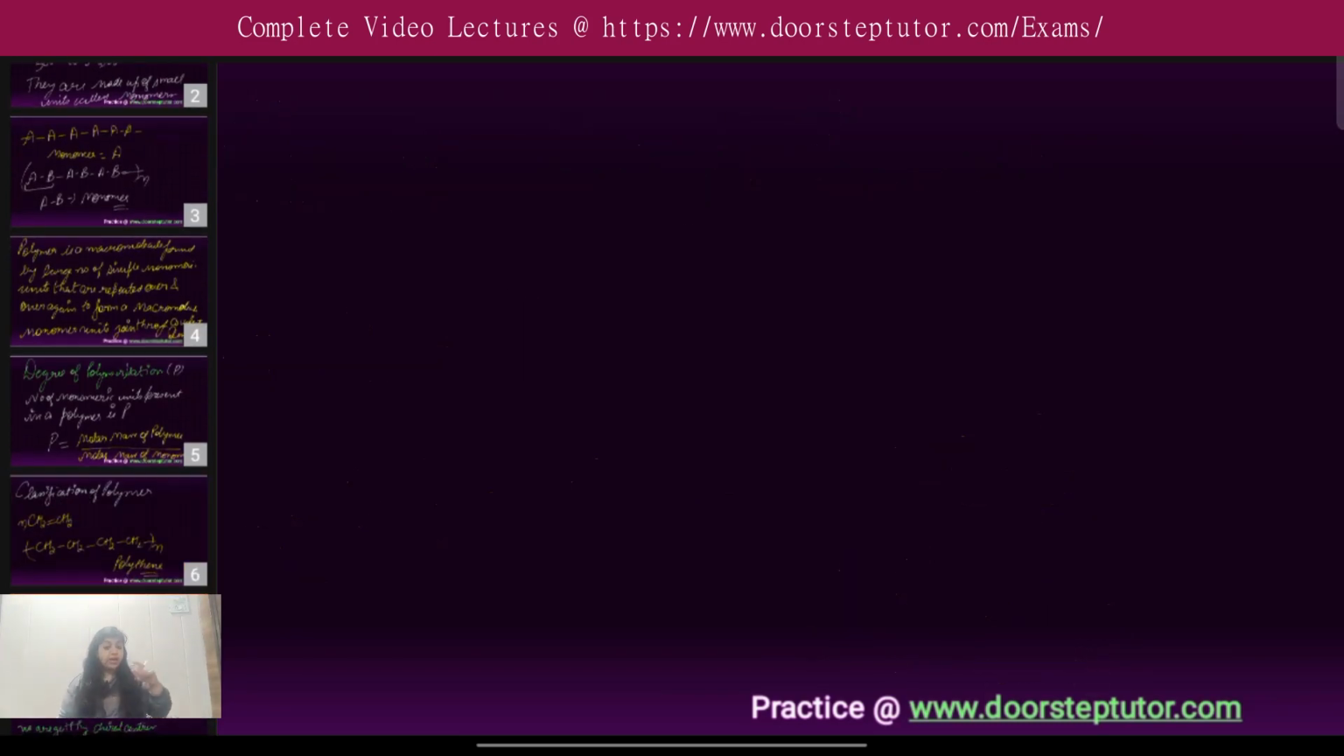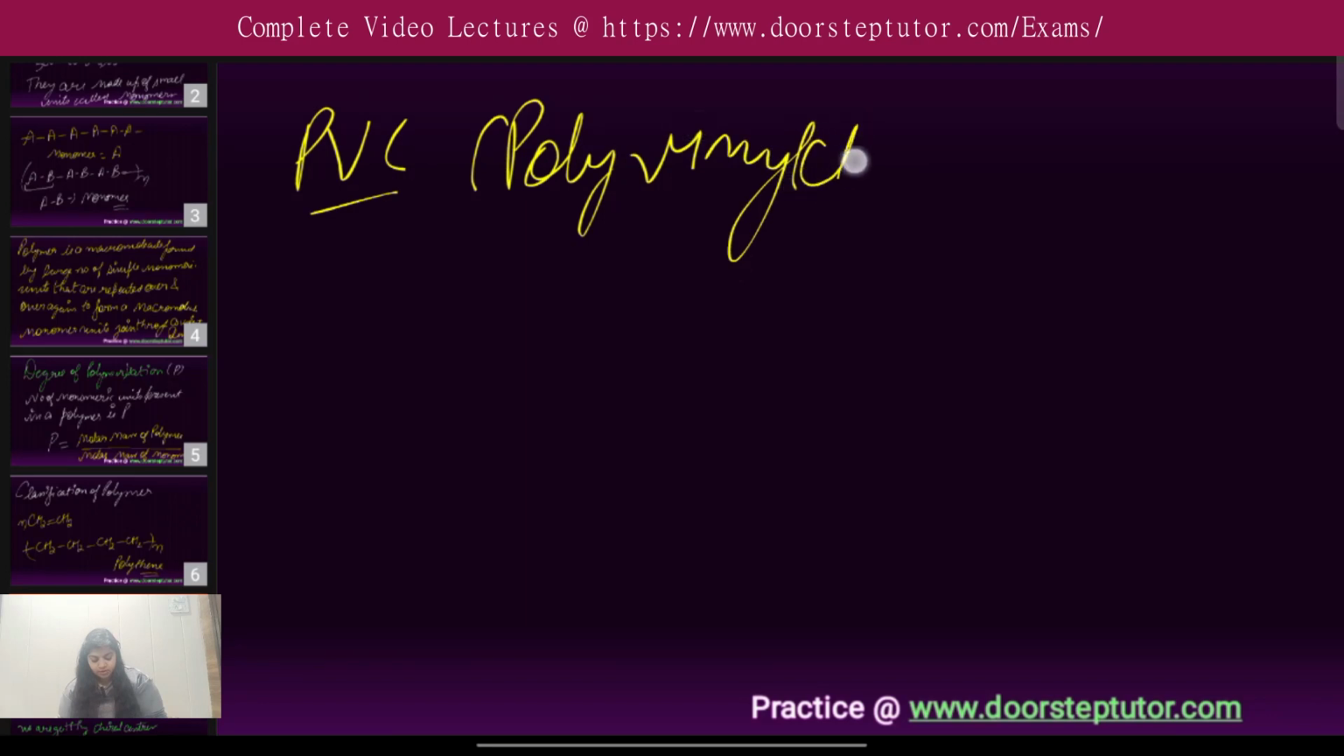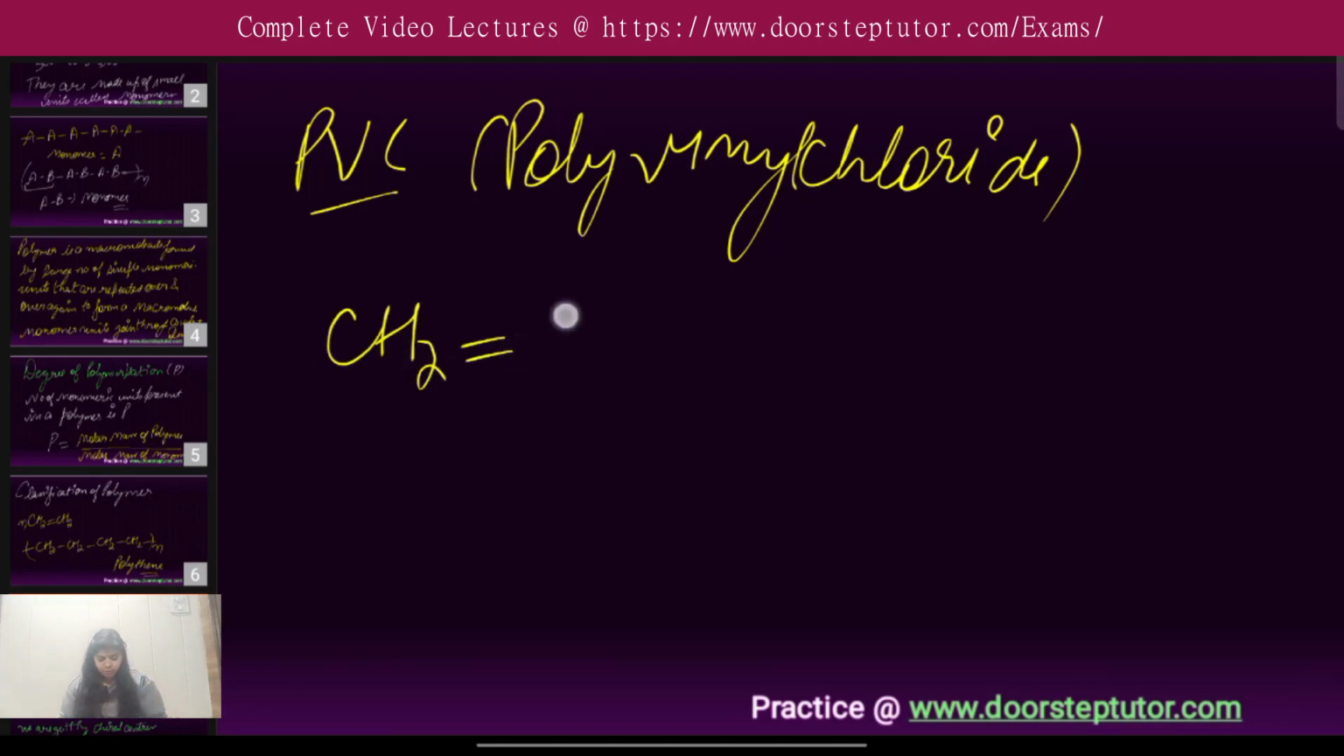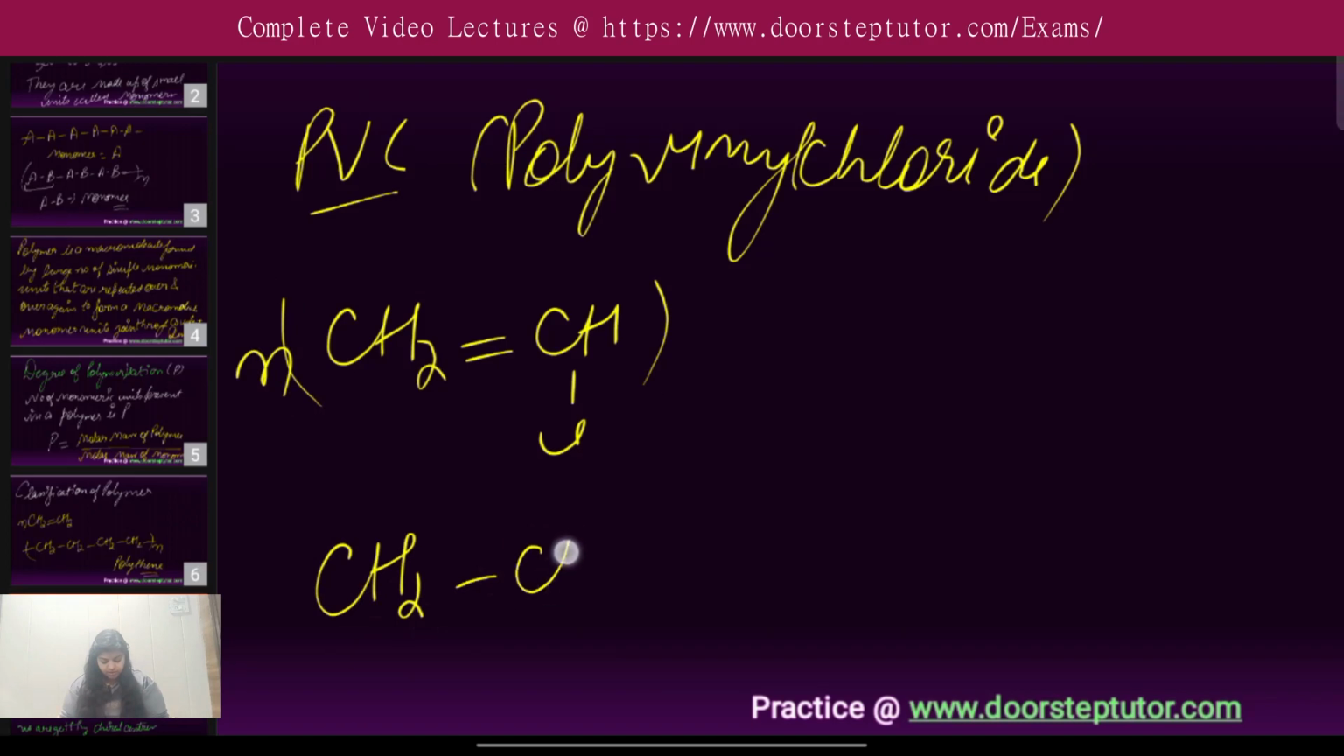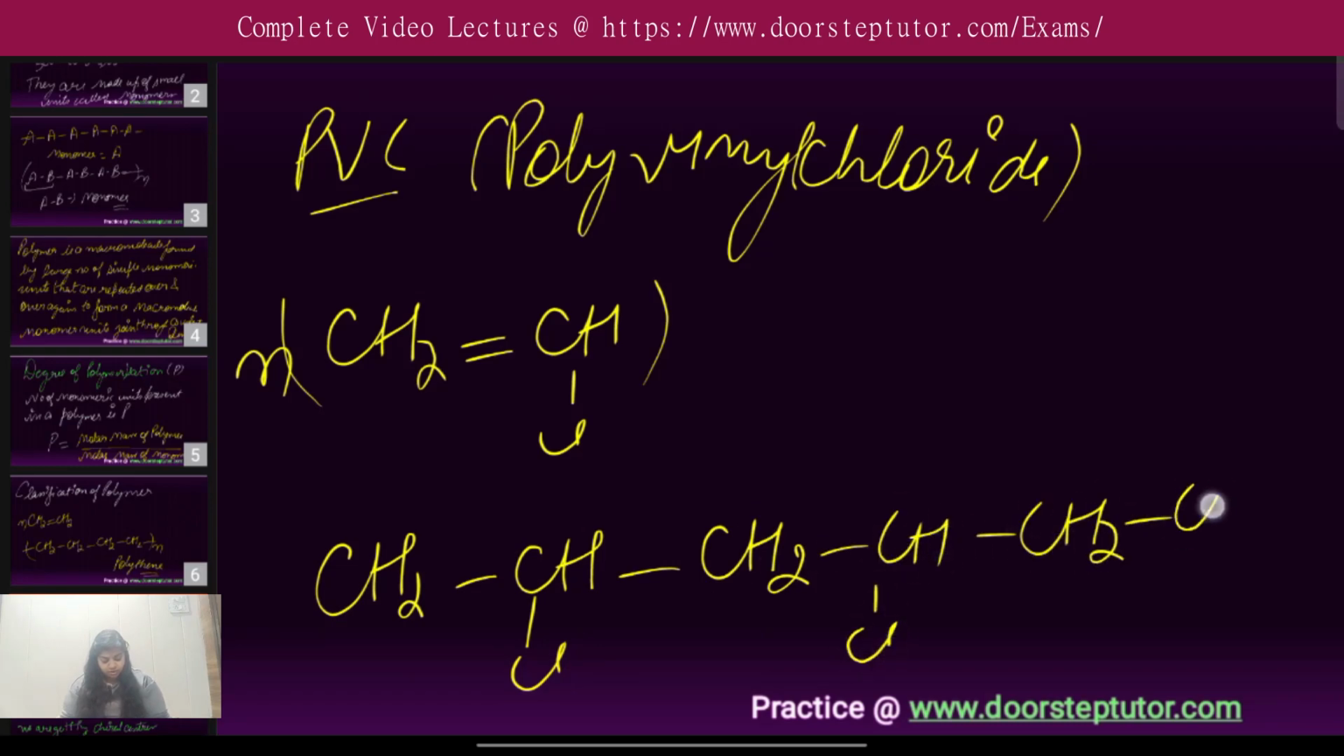The other one that I told you was PVC, that is polyvinyl chloride. The monomeric unit here is vinyl chloride, that is CH2 double bond CH, and the Cl unit is present. The n number of these units are going to combine. When they combine, we get CHCl. Suppose CH2 and CHCl are repeating like this only, and this chain continues and so on.